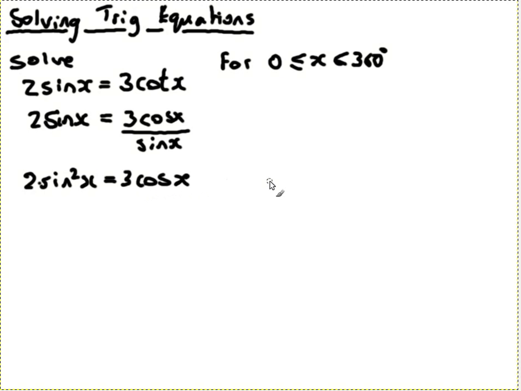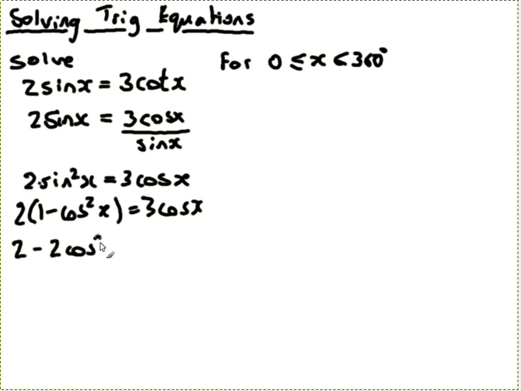And at this point, it's very, very similar to the kind of problems you get in AS, where you have a sine squared and a cos, or a cos squared and a sine, and really you're dealing with a quadratic in disguise. So I'm going to use the fact that sine squared is 1 minus cos squared. And if I multiply out that bracket and simplify it, I end up with 2 cos squared x. Well, let me just do it slowly. 2 minus 2 cos squared x is 3 cos x.